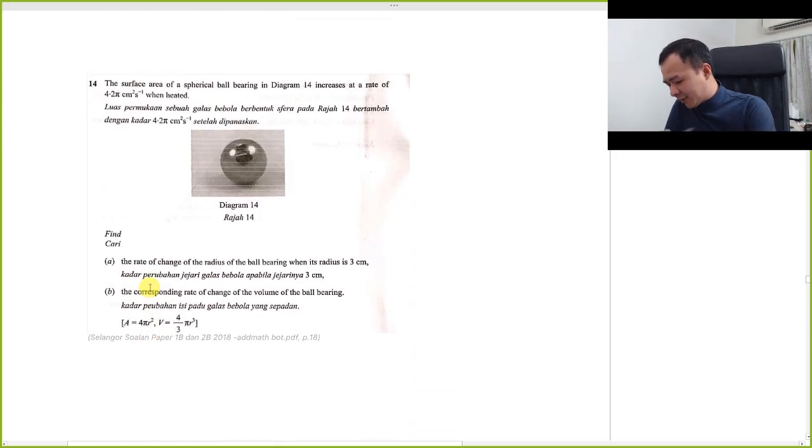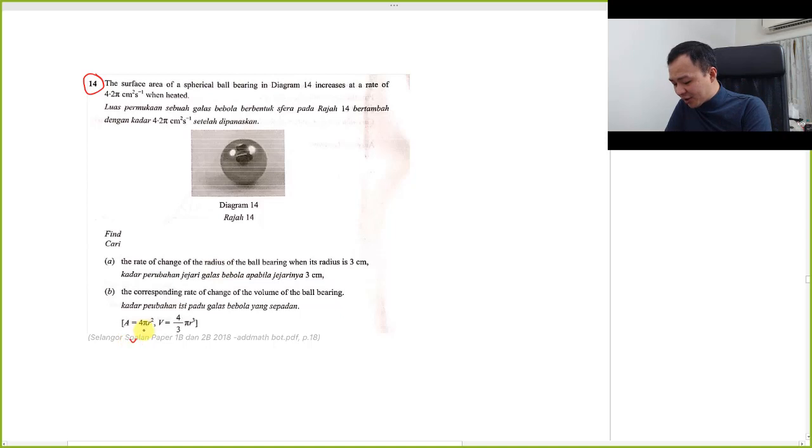Alright, 14. Okay, for question 14 here, the surface area of the spherical ball bearing in the diagram increased at the rate of 4.2 pi cm squared per second when heated. So find the rate of change of the radius of the ball bearing where the radius is 3. Find the corresponding rate of change of the volume of the ball bearing.